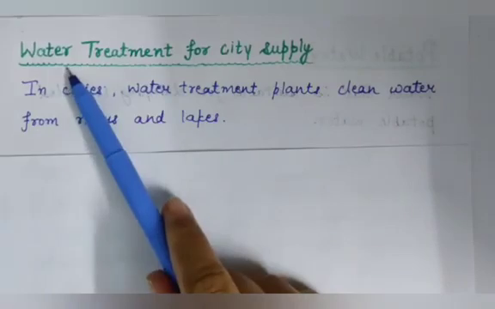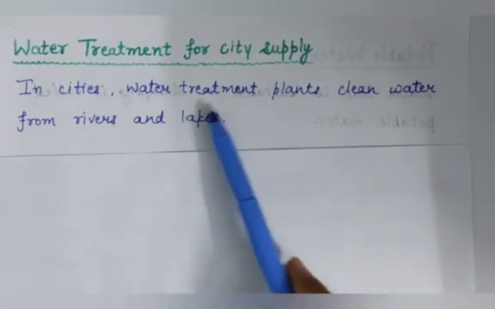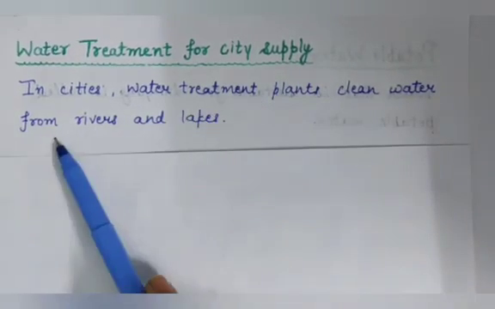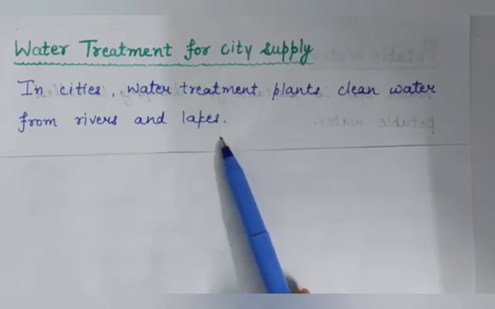Now our next topic is water treatment for city supply. In cities, water treatment plants clean water from rivers and lakes. It means water treatment plants are used to clean water from rivers and lakes before it is sent to homes. The aim of the water treatment process is to remove the impurities in the water, or to reduce the concentration of impurities, so that the water becomes fit for drinking and other purposes.